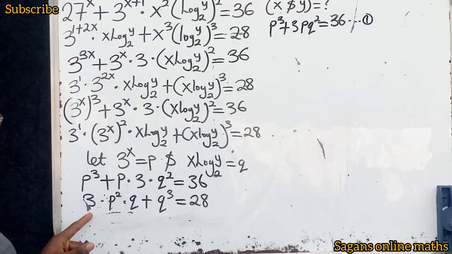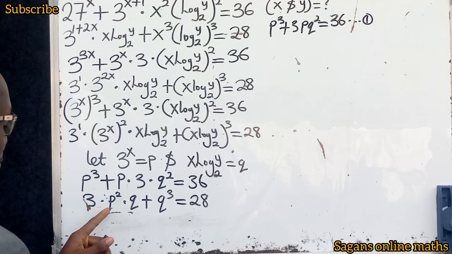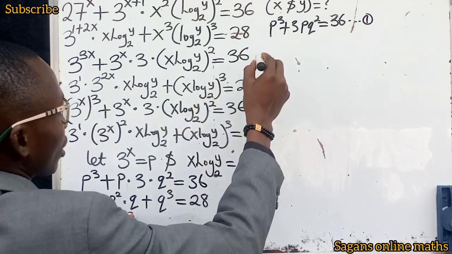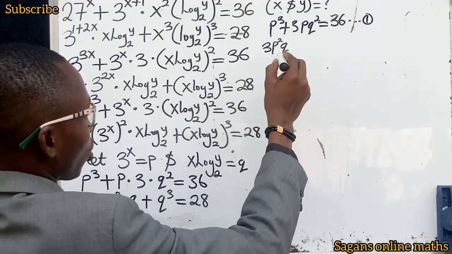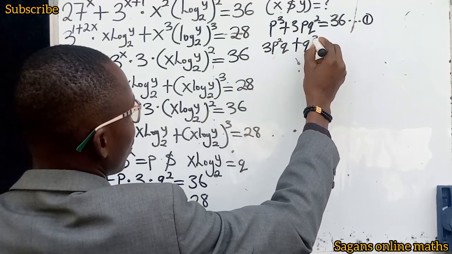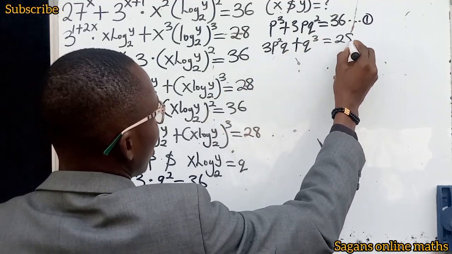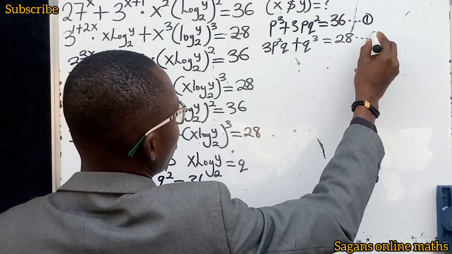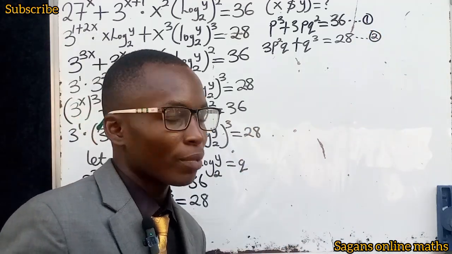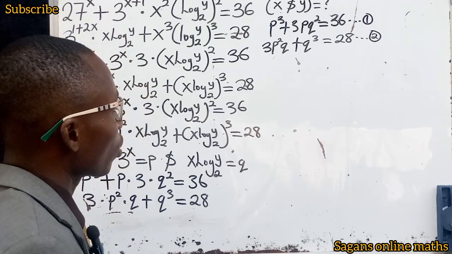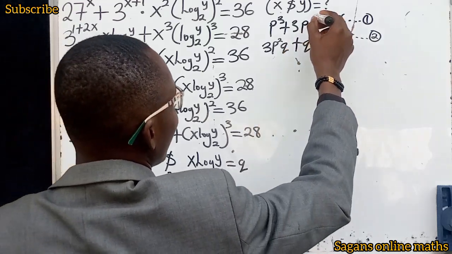Then from this, we're going to have 3 multiplied by 3 multiplied by p square multiplied by q. But this is 3p square q, plus q to the power of 3 equals to 28. You can call this equation 2. Wow, this is amazing. What are we going to do here? Wow, there's nothing we can do here, but let's recall one of the tricks.